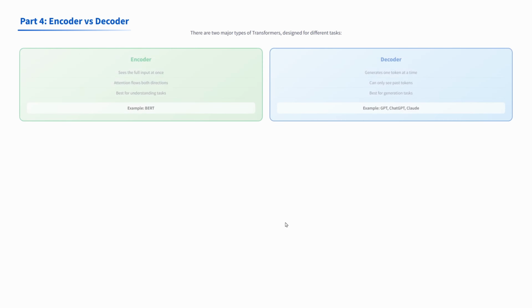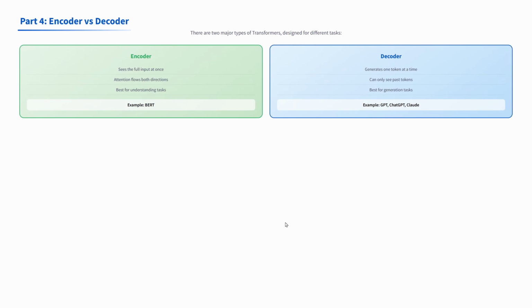Now here's something that confuses a lot of people. There's actually two major types of transformers designed for different tasks. On the left we have encoders. Encoders see the input at once with attention flowing in both directions. This makes them great for understanding tasks, right? For example, things like classification, sentiment analysis, or extracting information. BERT is the famous example of an encoder.